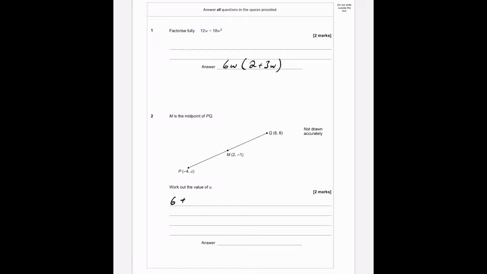For question 2, we know that -1 is halfway between the y coordinates, so if we add the y coordinates and halve them, we'll get -1. Solve the equation, a is equal to -8.